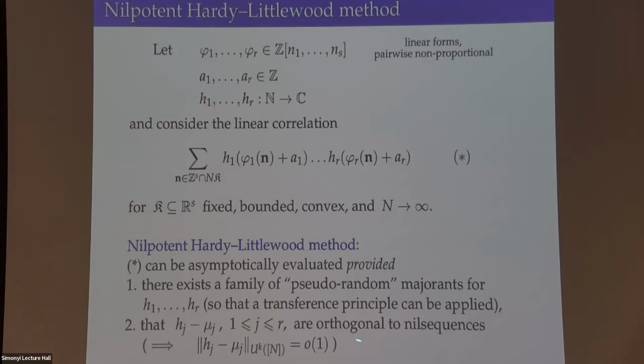So this nilsequences part is where the nilpotent part of the name of the method comes from, I believe. These two tasks are what need to be resolved in order to apply the method to find asymptotics for such expressions. And now I would like to move on and say a little bit about the sparse setting in which I would like to try these methods.